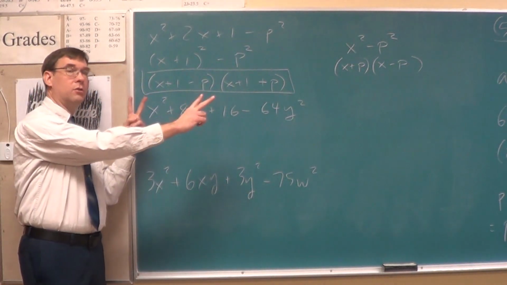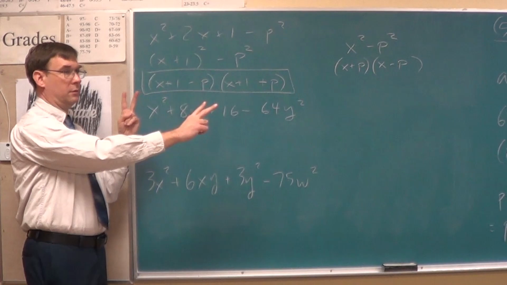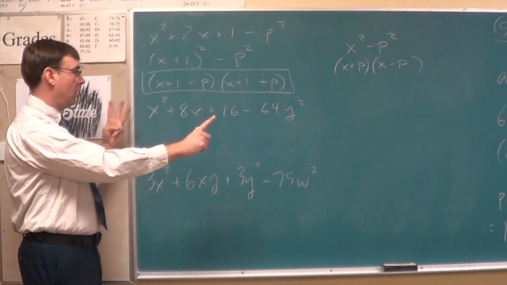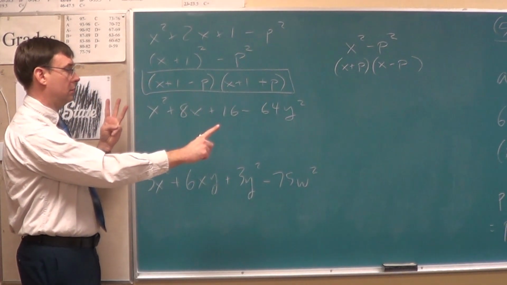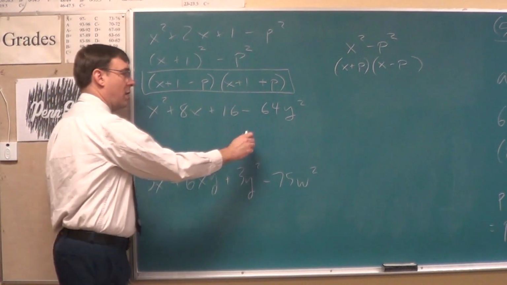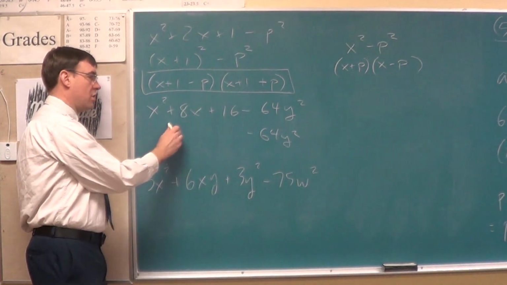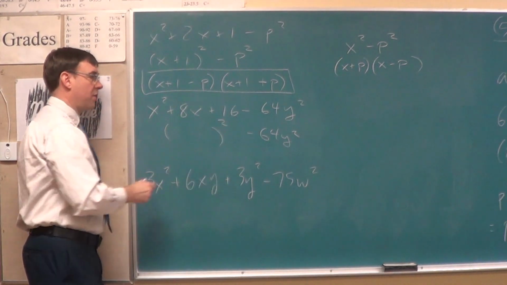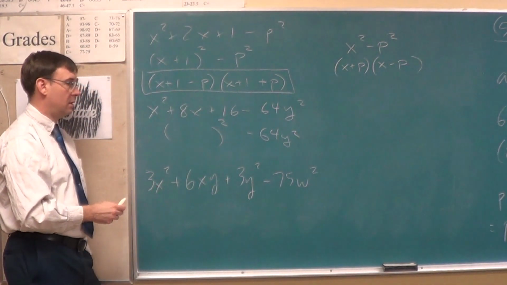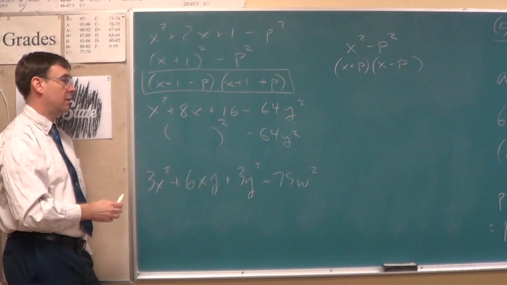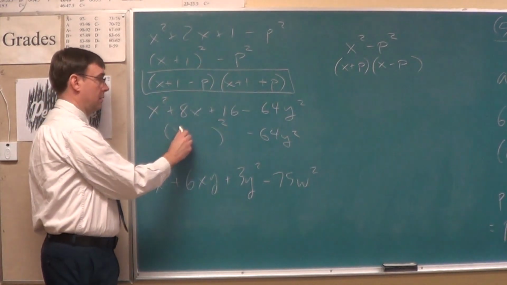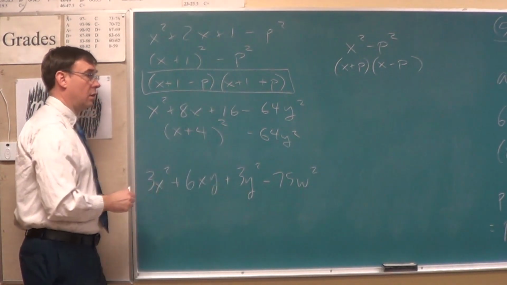So if you can't group 2, 2, try to group 3, 1. Which one looks like the weirdo? The 64y squared. So leave that alone. And then what you're gonna hope for is that that other thing is a square. Is that other thing a square? Yes. What square is it? X plus 4.